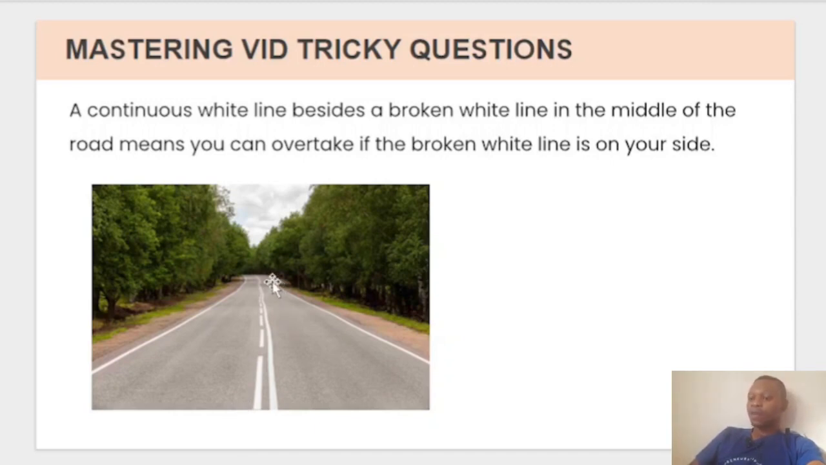However, the traffic that is oncoming, that is in this lane, cannot overtake. Why? Because on their side they have this continuous white line. Remember, you can overtake if the broken white line is on your side. The broken white line is on this side only, which means that only this traffic can overtake. We have a continuous white line on this side, which means that this traffic is not allowed to overtake.